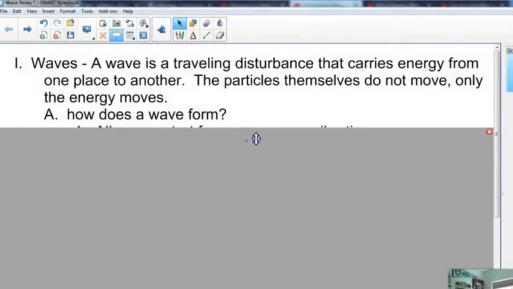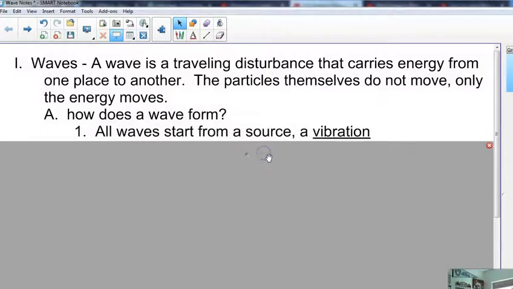So here's the deal. How does the wave start? And that's where people get confused. A wave has to start from a source. It starts from a vibration. And sometimes people think the vibration is the wave, but in a lot of cases it's not.